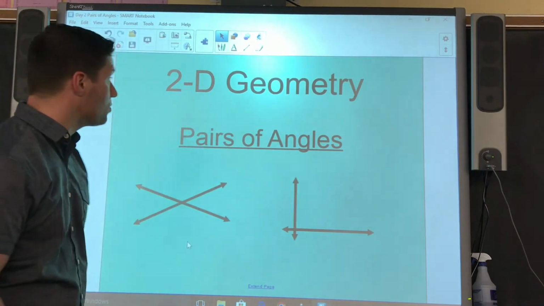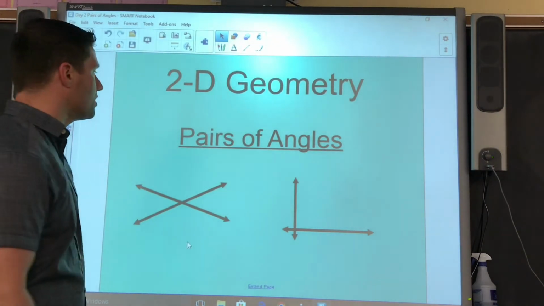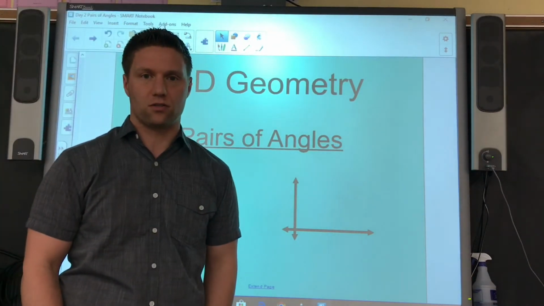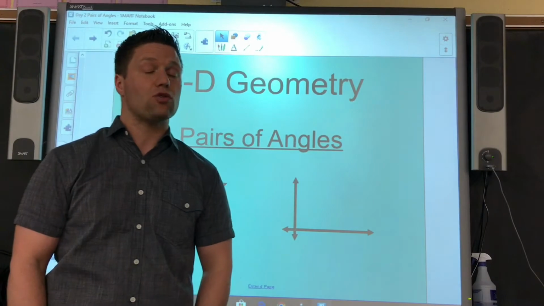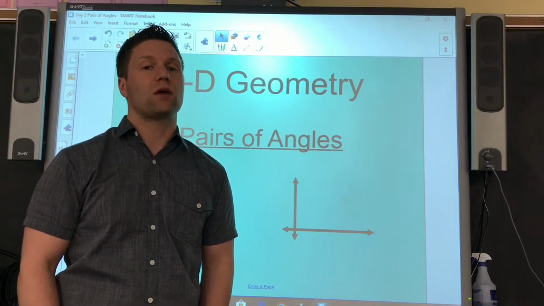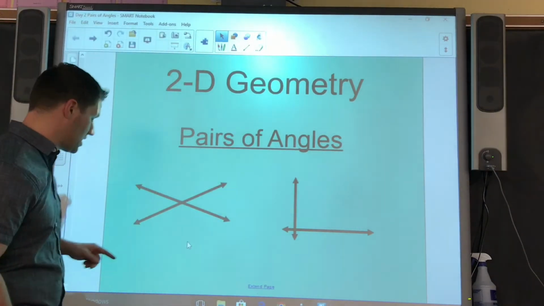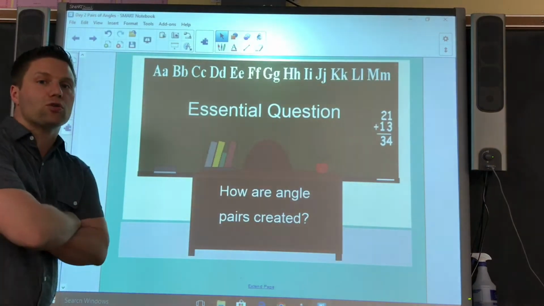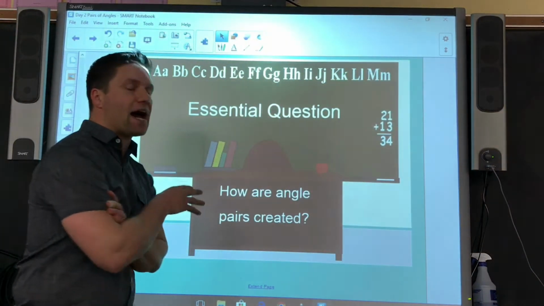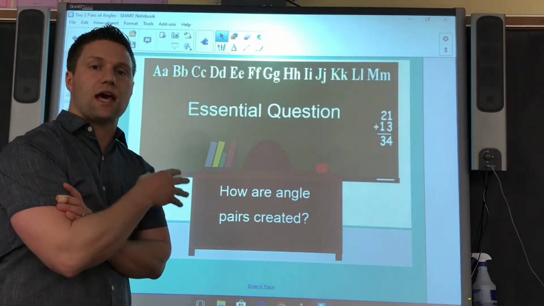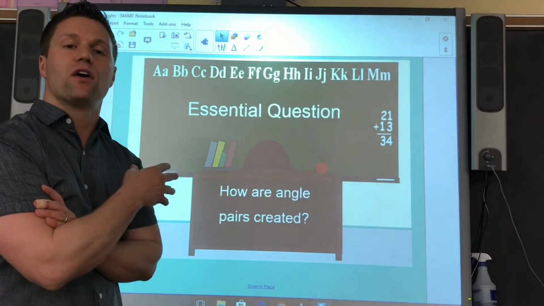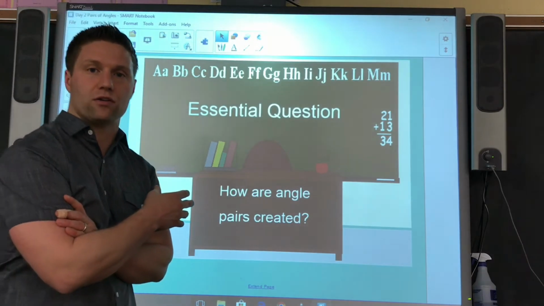Today's video is about 2D geometry still, and we're talking about pairs of angles. If you watched my last video, you learned about angles. You don't need to have watched that to know this, but we're going to talk about pairs of angles today. Let's get into it. Our essential question is: how are angle pairs created? What has to happen to get a certain type of pair of angles?